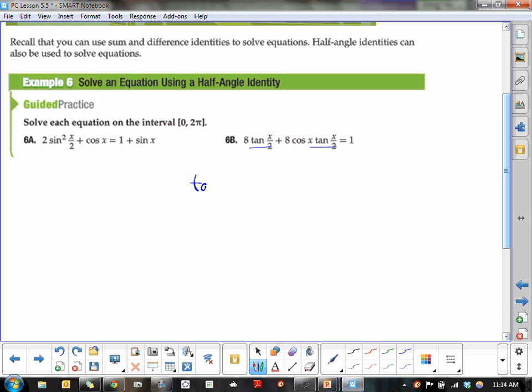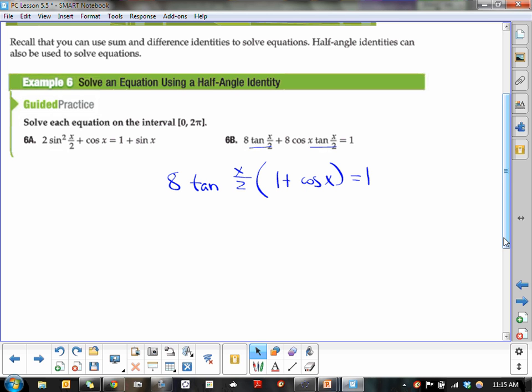We could get it down to tangent of x over 2 times 8 plus... Oh, you can factor in 8 too, couldn't you? If you want. So 1 plus the cosine of x, 1 plus cosine of x equals 1. Now, typically, it's not the rule. It's more of the exception to the rule. We don't factor until after we have gotten one side equal to 0, but in some exceptions, this works a little bit smoother. So, tangent of x over 2. Let's apply that. Sine of x over 1 plus cosine of x.